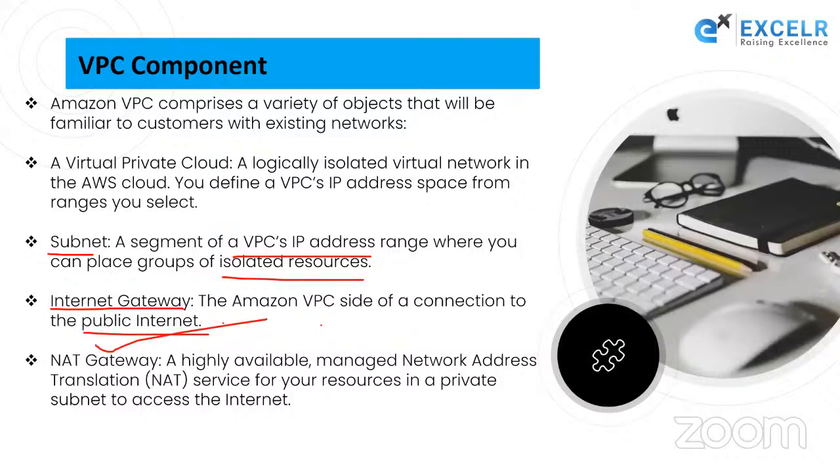So that way, any machine which is part of your private subnet will be able to have internet access, but nobody from outside will be able to connect to that EC2 machine in the private subnet. That is the NAT gateway for you. And this is a fully managed gateway from AWS. You don't have to worry about the high availability of it.